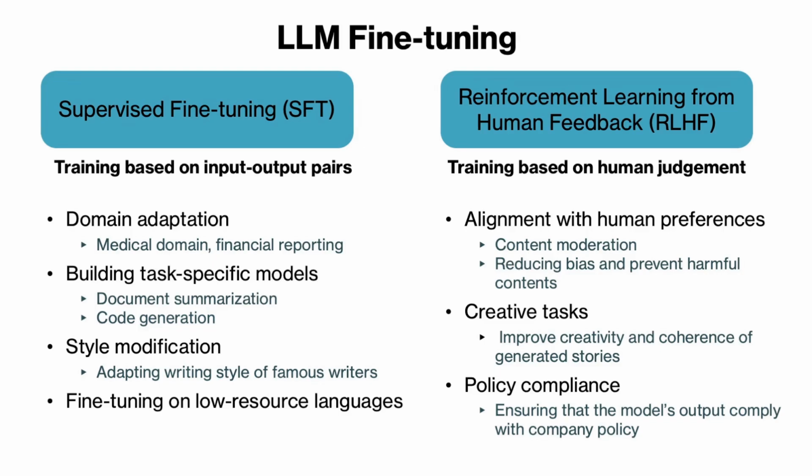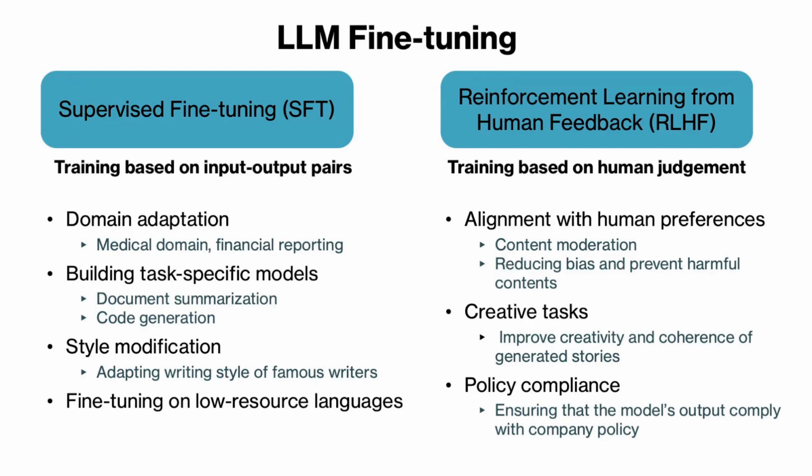In supervised fine-tuning, we have a clear set of input-output pairs that we can use to train the model. For example, for instruction tuning task, we have a set of prompts that are paired with the correct answers. SFT has several use cases, like for domain adaptation, building task-specific models, or even fine-tuning an LLM on low-resource languages to improve its performance.